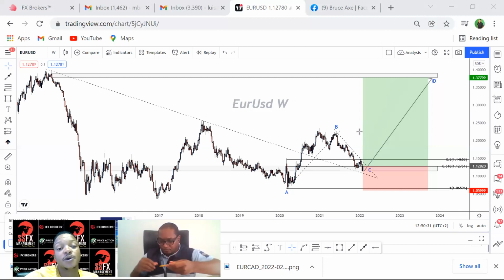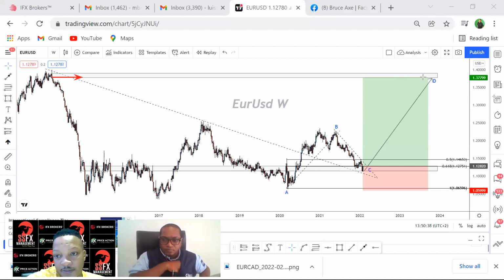Okay. So if we say this is a supply zone, right? It means a lot of traders, when price reaches this level here, because it's the strongest supply zone. For you to identify a supply zone, my man, what do you have to do?